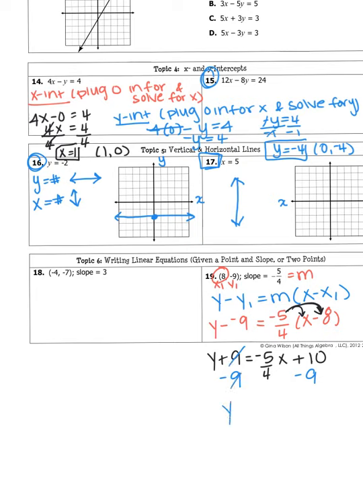When I do that, my y is now by itself, and I have -5/4 x. 10 minus 9 makes a +1. And that would be my answer to number 19. So go ahead and try number 18 on your own.